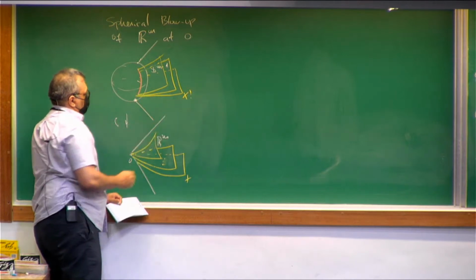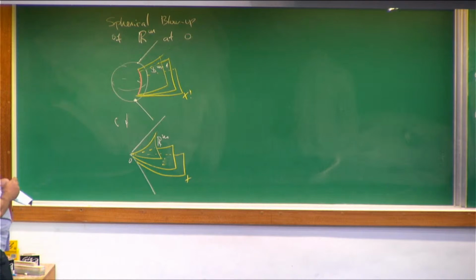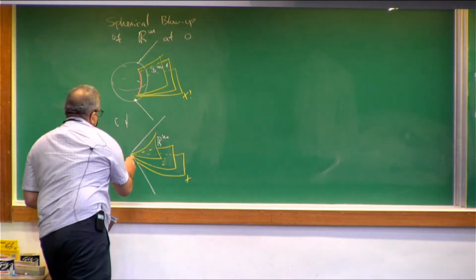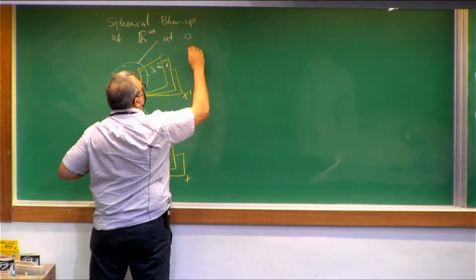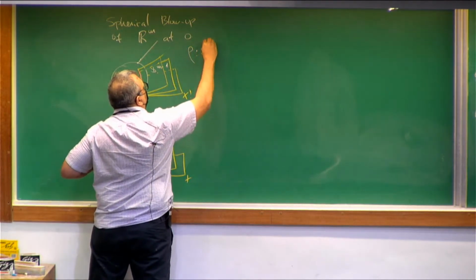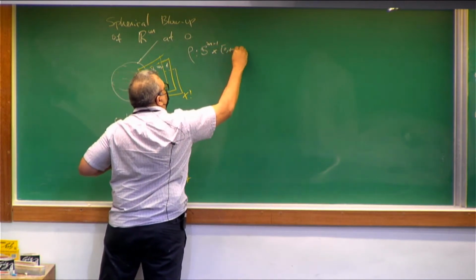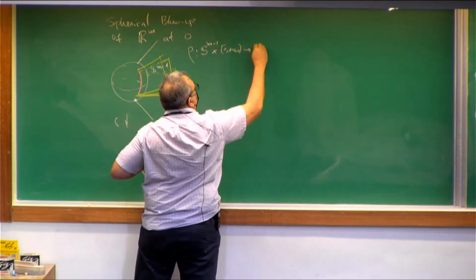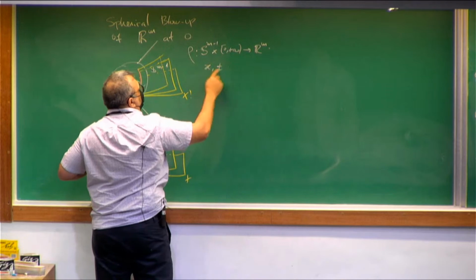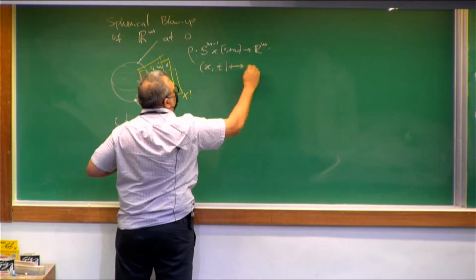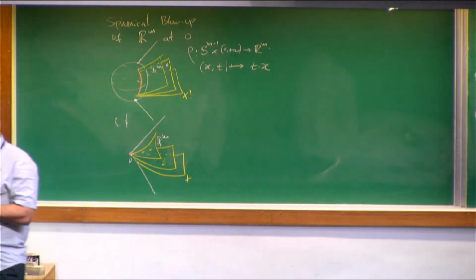X prime. This is the idea of the spherical blow-up. And the exact formula of this was defined by Professor Sampaio. Take a point in the sphere and a radius, and just go to that. Okay.